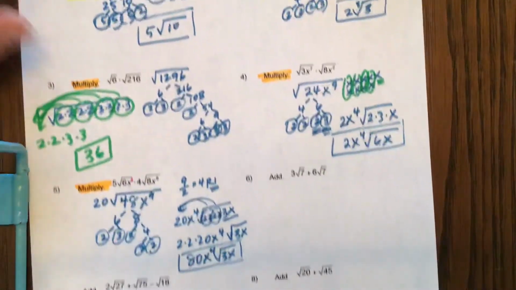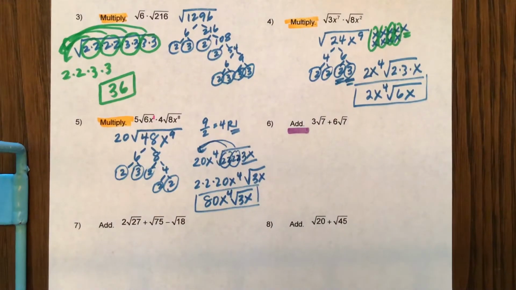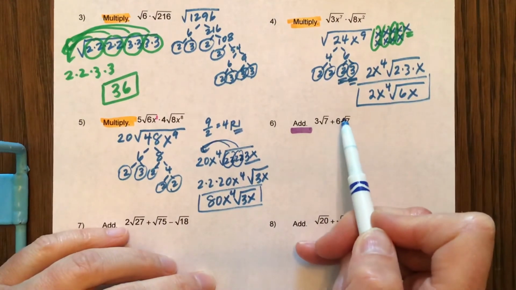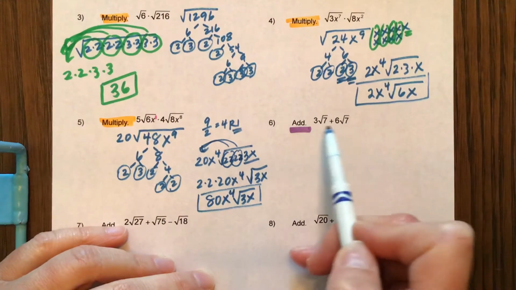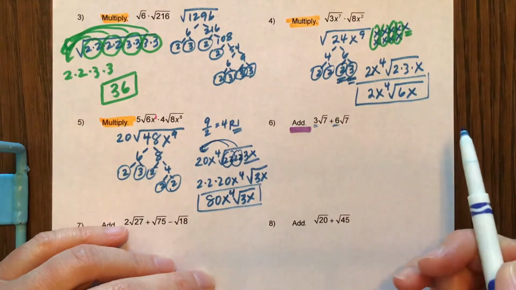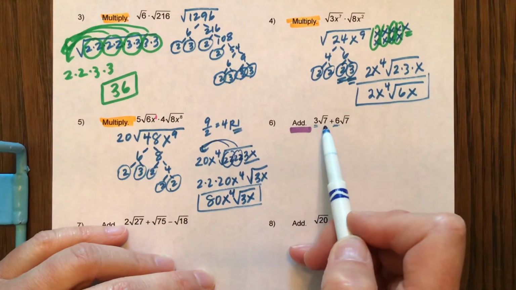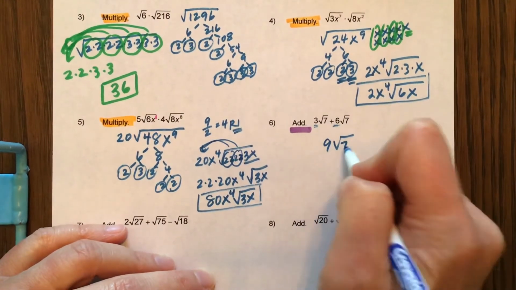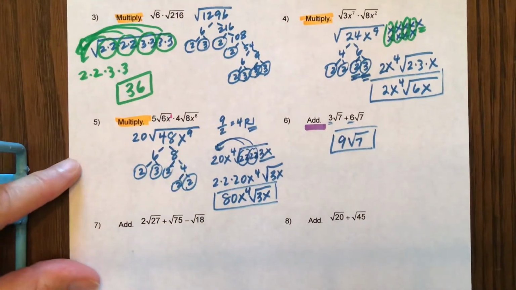So as a reminder, if we look at example 6, we're supposed to add this. So I note I have to have the same index and the same radicand. My index is a 2. Remember, there's nothing there, so that indicates it's a 2. And the radicands match. So all I have to do is combine the coefficients on the outside. So 3 times the square root of 7 plus 6 times the square root of 7 simply gives me 9 times the square root of 7. Very little work or effort needed.